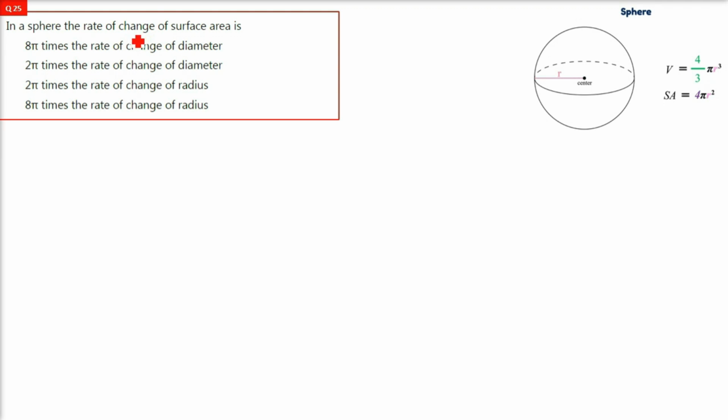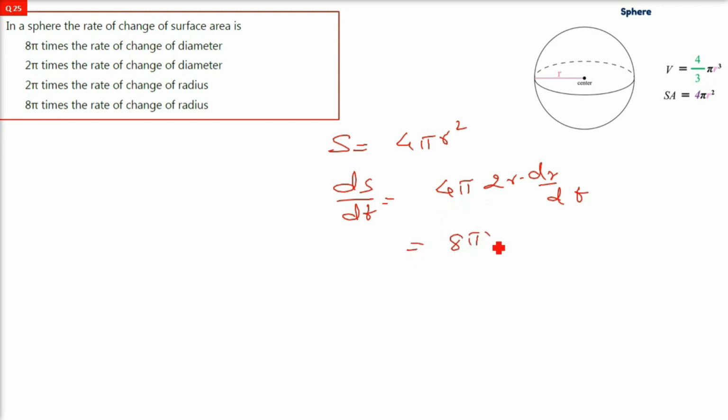In a sphere, the rate of change of surface area is. Now this question is a little bit tricky because the surface area is 4 pi r squared, you already know. dS/dt, you can easily compute or differentiate it. 4 pi, 2r dr/dt. So you get 8 pi r dr/dt. So this answer is matching with 8 pi r times the rate of change of radius. So the fourth is the correct answer.